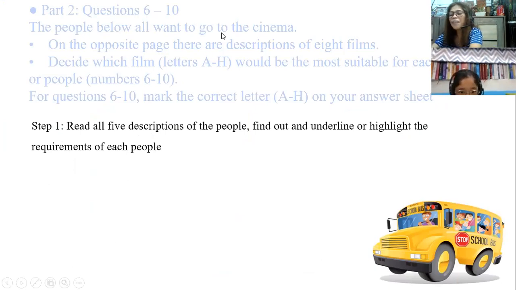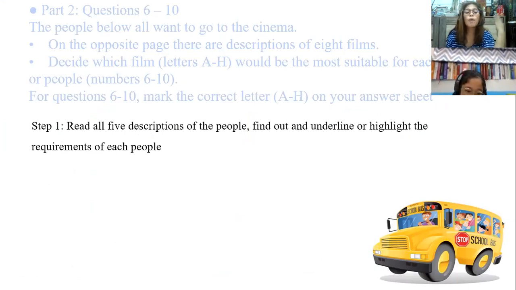Okay, here, look at here. You know what? I really like PET because all of these are questions, and you can enhance your knowledge in answering them, okay? The people below all want to go to the cinema. So you will have questions 6 to 10. You will have to read all 5 descriptions of the people, find out and underline or highlight the requirements of each person.